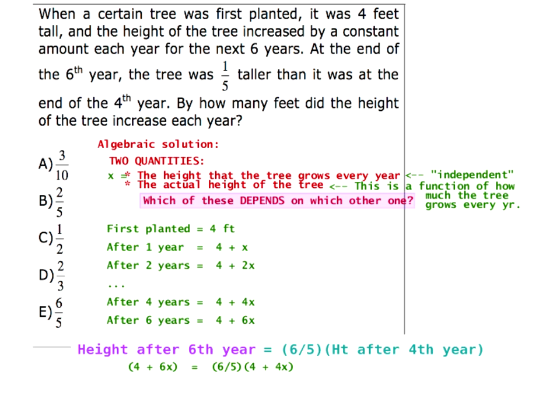So you've got 4 plus 6x, leave that alone for the time being. 6/5 times 4 is 24/5, plus 24/5 x. Okay, 24/5 is less than 6, so take the 24/5 over here to give you 6/5 left. And then 4 is 20/5, so subtract that. You can multiply both sides by 5. And so then x is 4/6, which is 2/3. 2/3 of a foot per year.